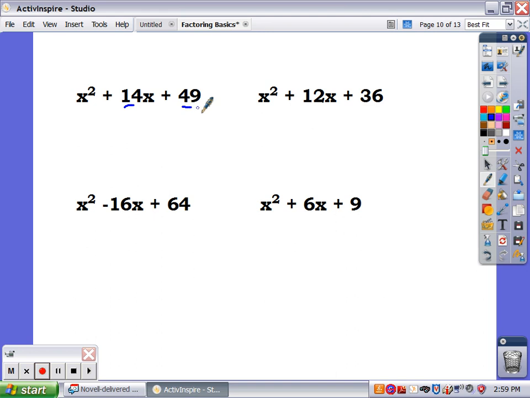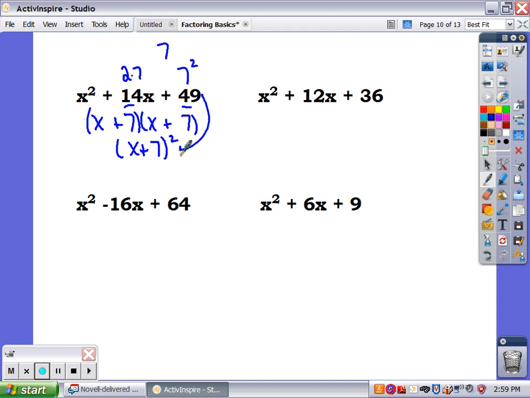Look at 14 and 49. Nice number between them would be a 7. 7 squared is 49. 2 times 7 is 14. Now, you might dive into the problem and not see a pattern. Simply factors of 49 that give me 14 are 7 and 7, all plus signs. Oh, okay, there is a pattern there. I can see it. It's a perfect square trinomial. It factors into the same thing by itself.